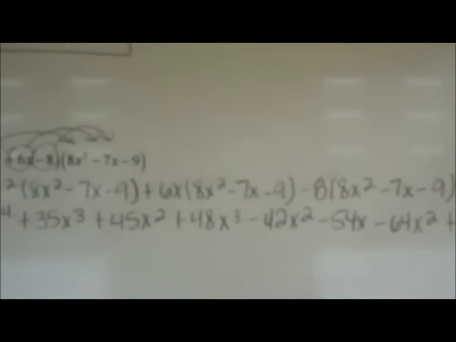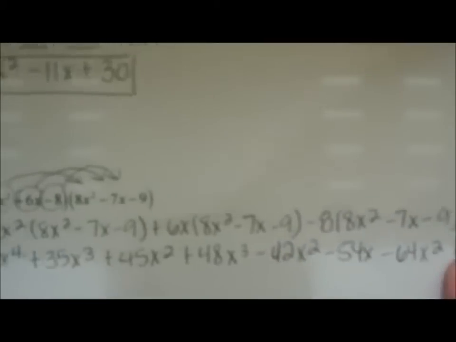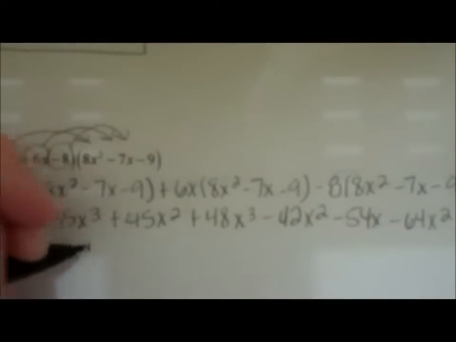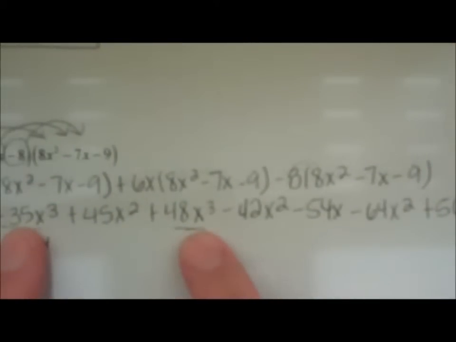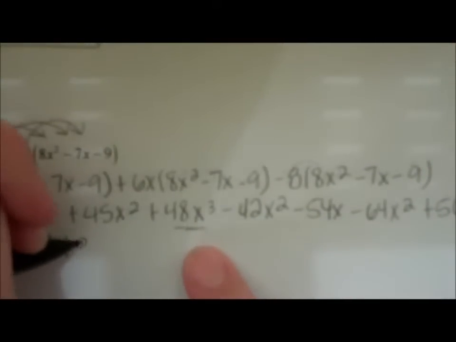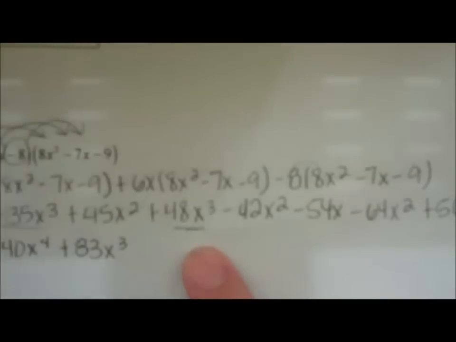Okay, at this point, we're going to look at the entire thing and combine like terms. So we don't have another x to the fourth, so I'm going to write that down: negative 40x to the fourth. Then I'm going to move on to the cubes. There's a 35x cubed. There is a 48x cubed. And I think that's the only x cubes there are. So we're going to combine 35 and 48. When you do that, you get positive 83x cubed.